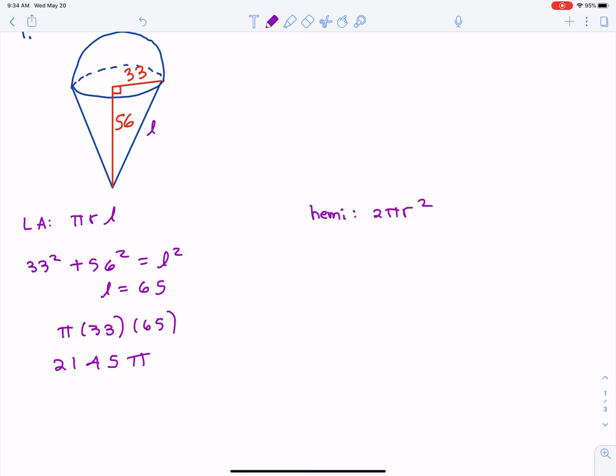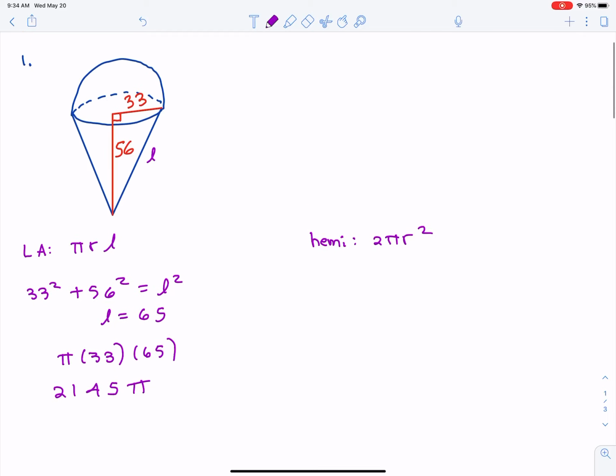For now, it's very important that you keep things in terms of pi. You do not want to turn it into a decimal until the very end of this problem, okay? So again, I cannot stress this enough: you want to keep this in terms of pi until the last step. You'll see exactly when I turn this into a decimal. So let's do the hemisphere.